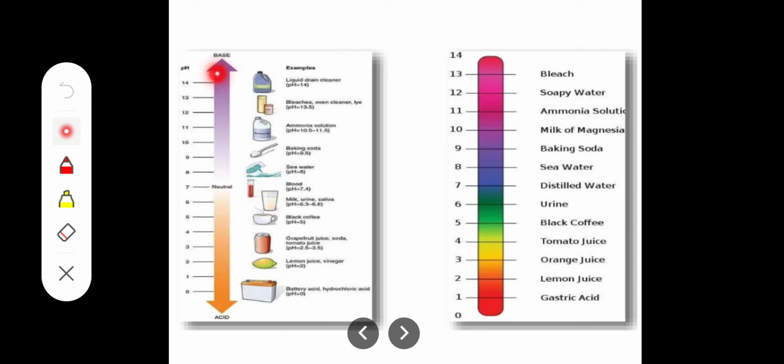So right from the basic side, if we talk about pH examples, liquid drain cleaner is pH 14, which means it is more alkaline, or more basic, right? Coming to bleaches, oven cleaner and others, pH 13.5. Ammonium solution is pH 10.5 to 11.5, baking soda pH 9.5, sea water about 8 pH, blood pH is 7.4, which is almost neutral.